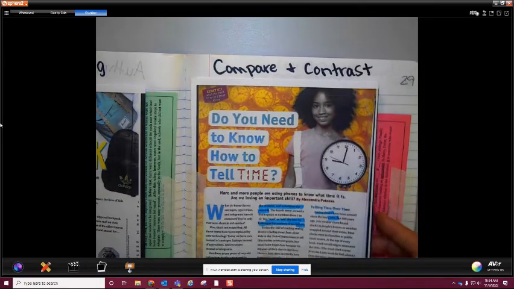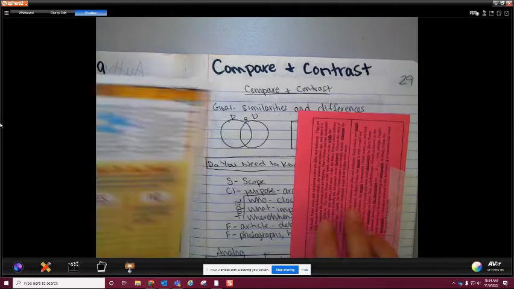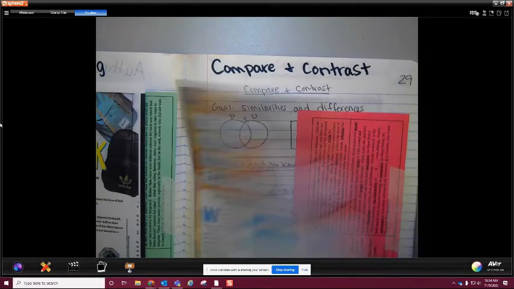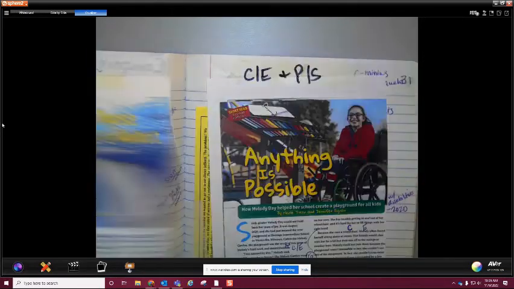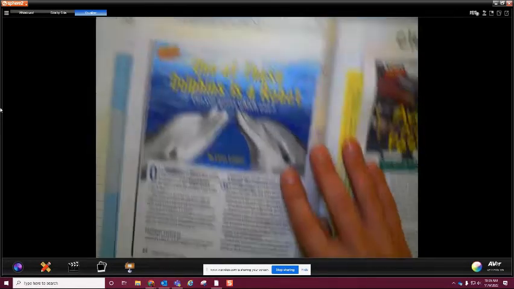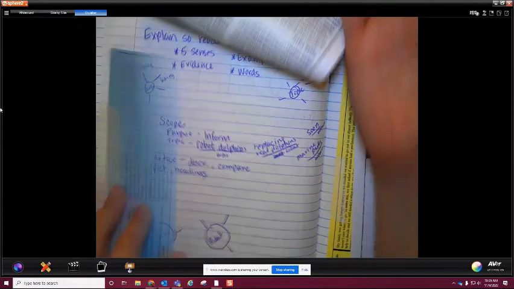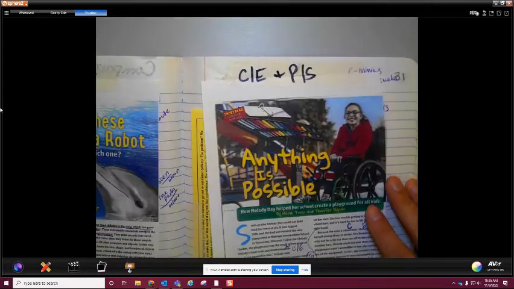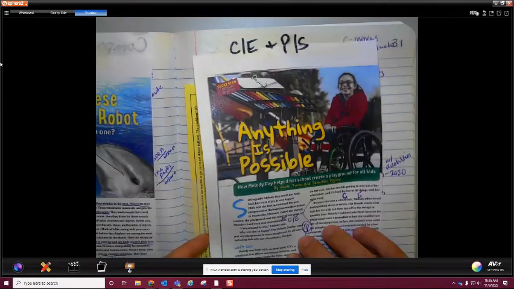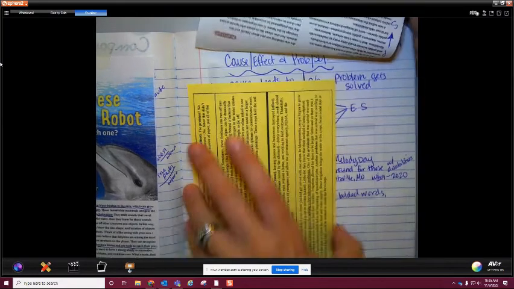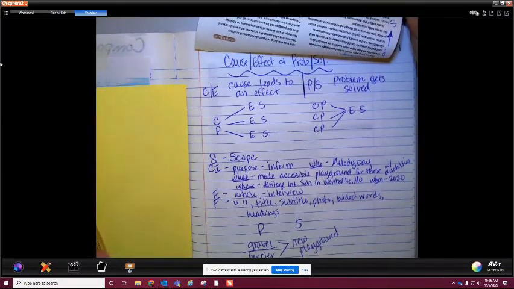We also talked about, on page 29, compare and contrast. Again, we have how to annotate for that, and then those notes underneath as well. We also have on page 30, description. We have the mentor text and how to annotate for that, and then also what that is underneath. And then we also have cause and effect, problem and solution. Again, you have that mentor text, how to annotate for it, and also the notes.